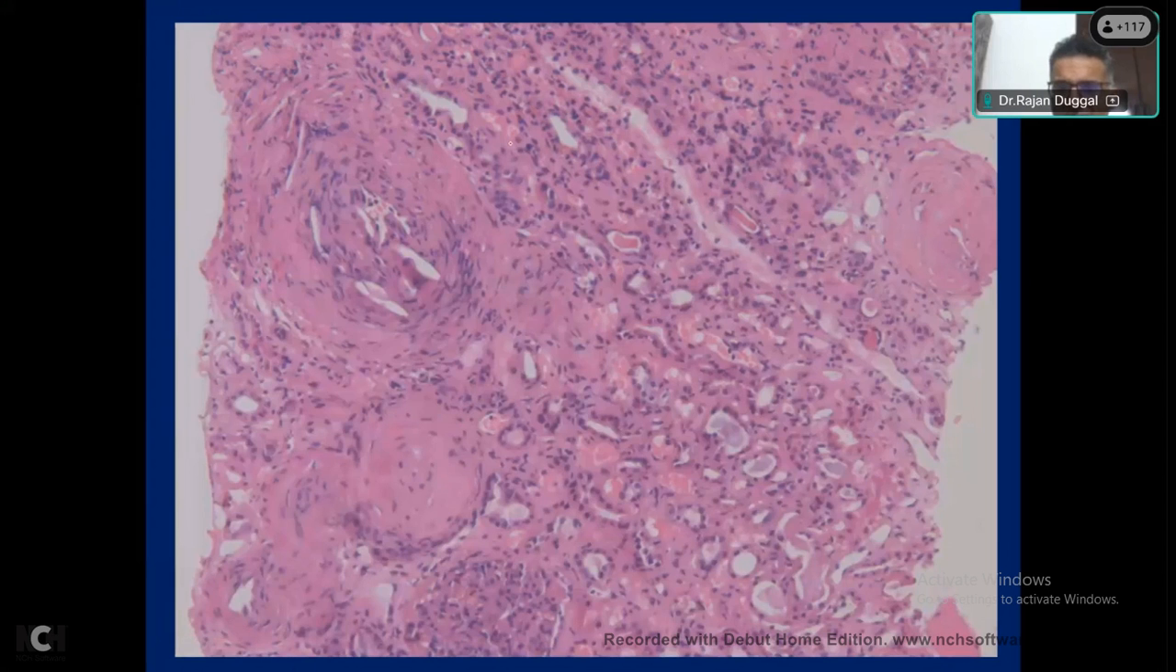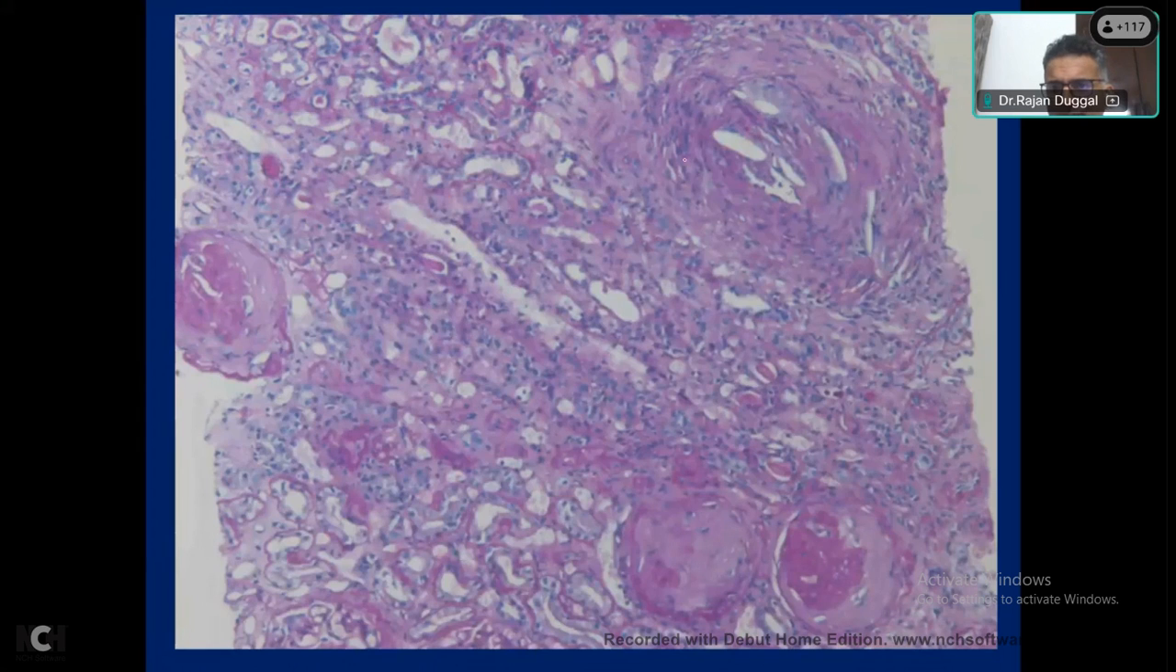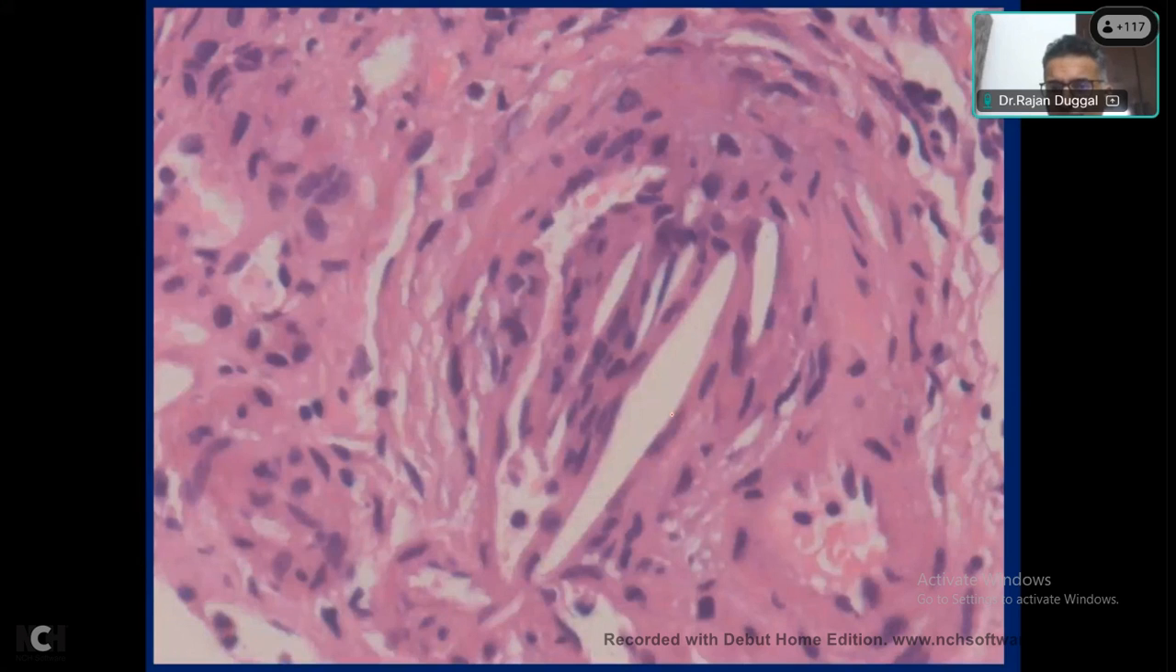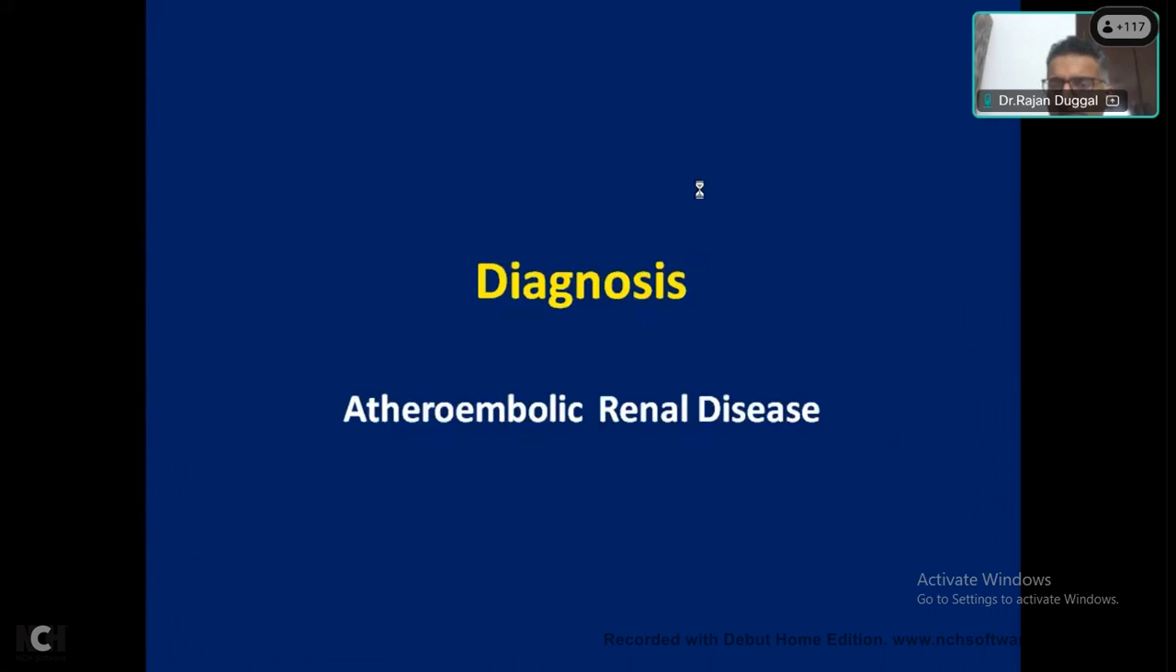Now a 55-year-old male. I'll just rush through this case. Post coronary angiography, sometimes you can see vascular pathologies, not very commonly. What you can see here is a vessel with cholesterol clefts within it, and these glomeruli which are globally sclerosed. At high magnification, the vessel shows these cholesterol clefts, and there are some giant cells around them. You can see this cholesterol cleft with the giant cell reaction. So it is classical of atherosclerotic renal disease.